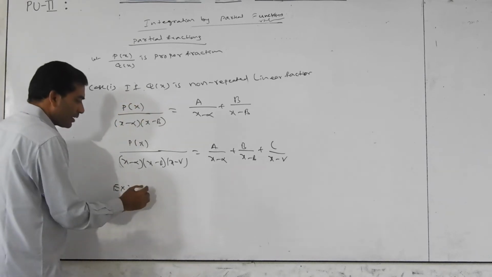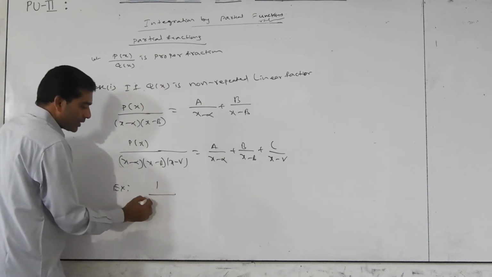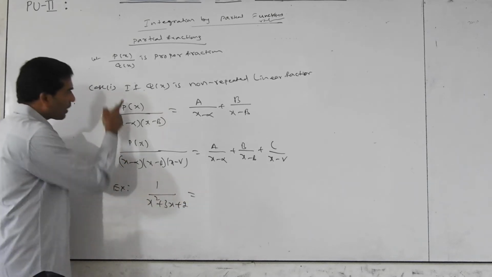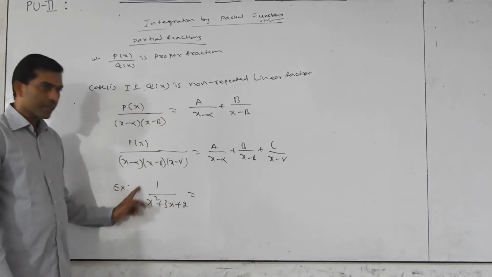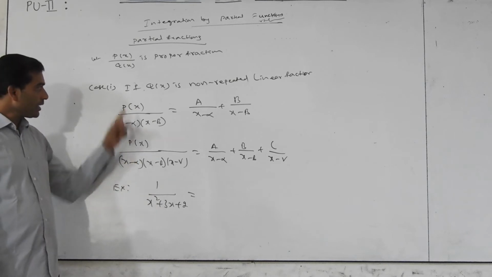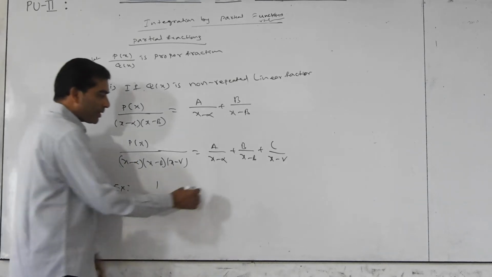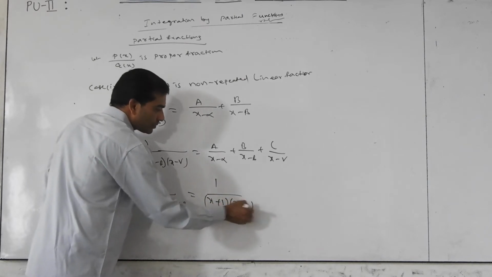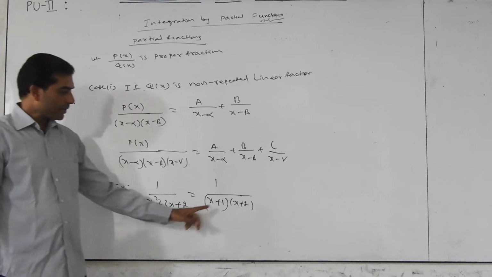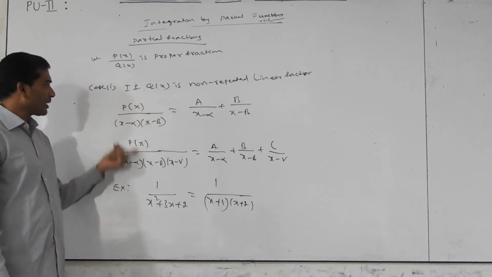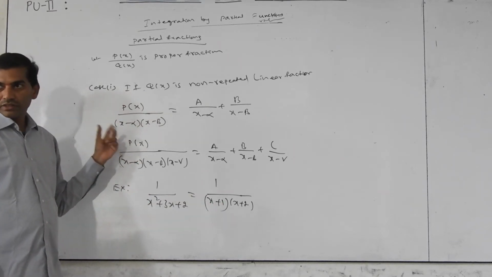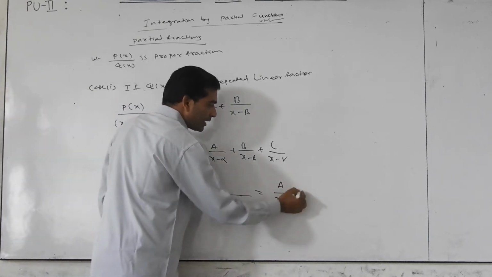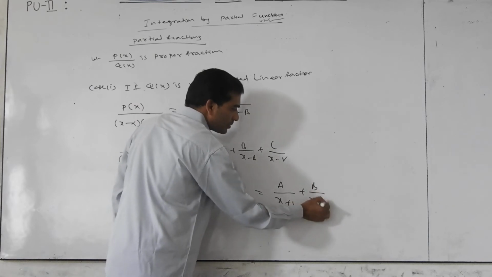Now I am taking 1 by the same thing I just discussed, x square plus 3x plus 2. Is it proper or not? Yes, proper. What is p? 1. Q is a non-repeated linear factor, x plus 1 into x plus 2. So this comes under the first case. So we can write a by x plus 1 plus b by x plus 2.